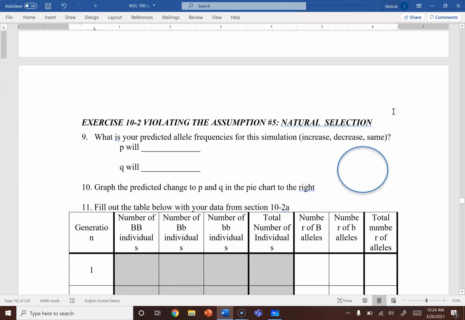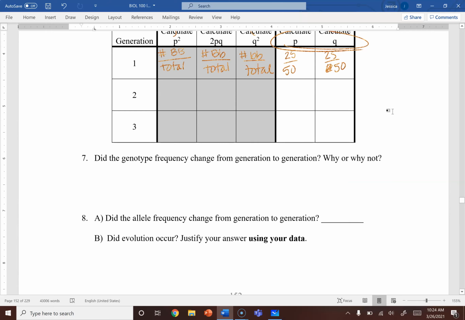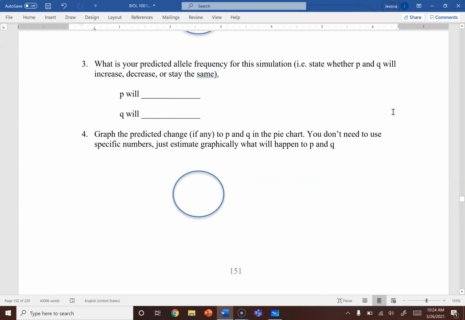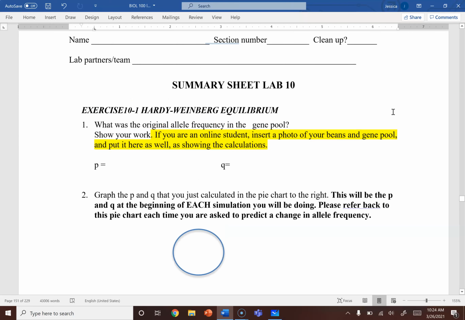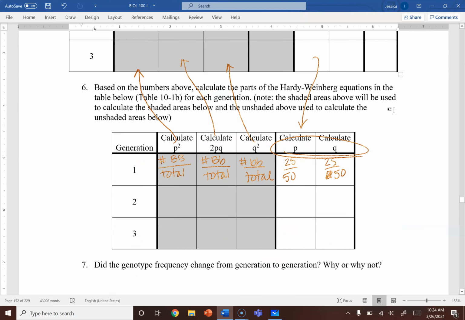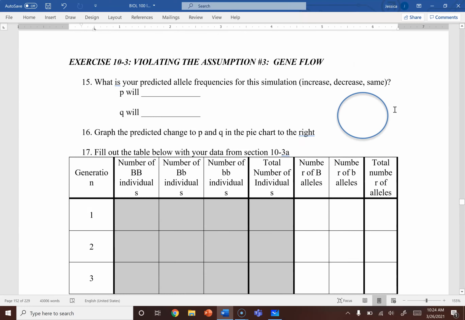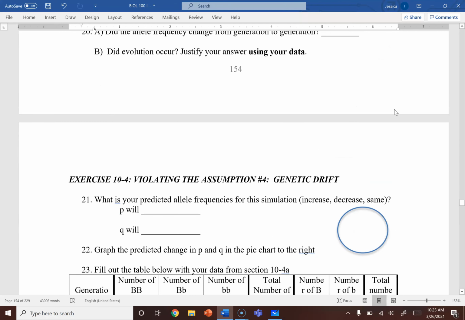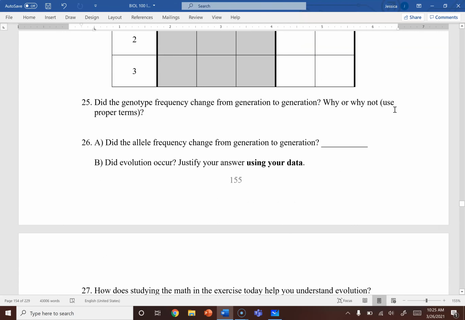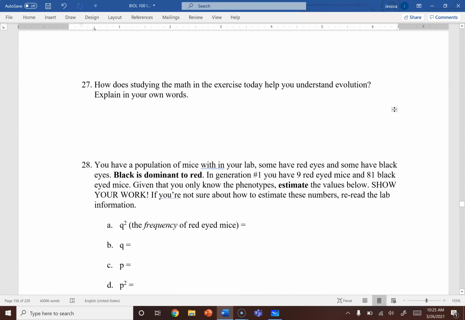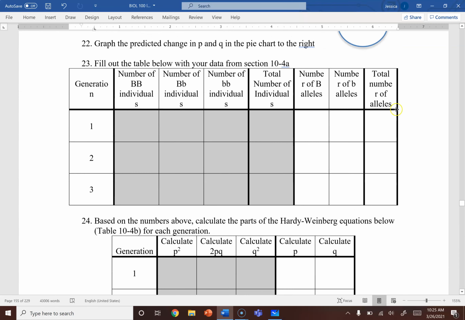So the rest of this is just repeating 4 different violations of Hardy-Weinberg. The one that we are not doing here is random mating, the violation of non-random mating. And the reason is that non-random mating actually does not cause evolution to occur. It does not cause gene frequencies to change over time.